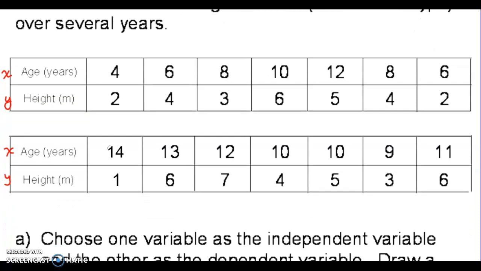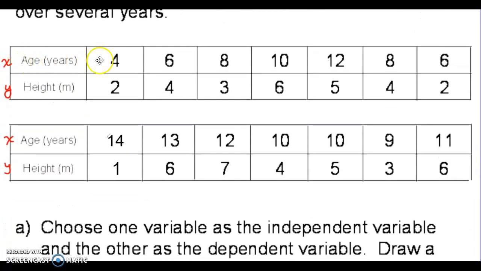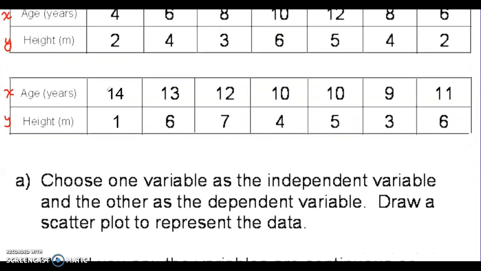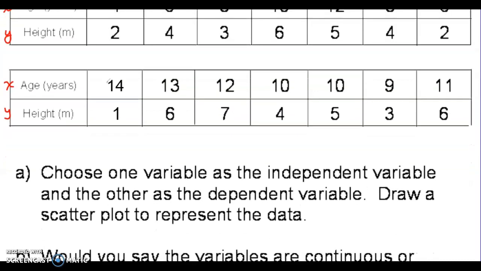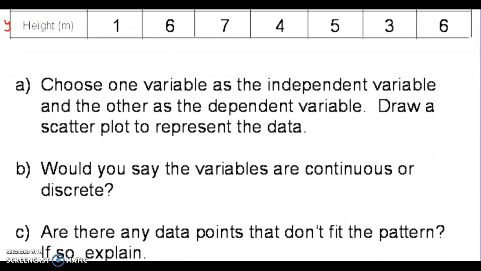When you are presented with a table that is running horizontally instead of vertically, I always take the first column to be my x and the second to be my y. Okay, so age will be x, height will be y. So I'm going to go ahead and plot all these points. Now, we are going to choose which variable is independent, which is dependent. Again, I talked about that. X is always my first column, Y is always my second.